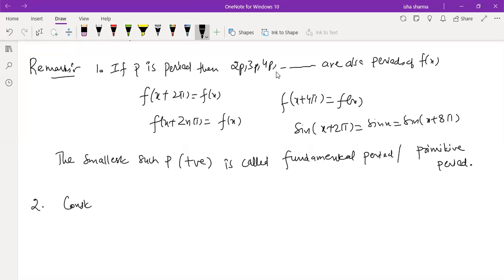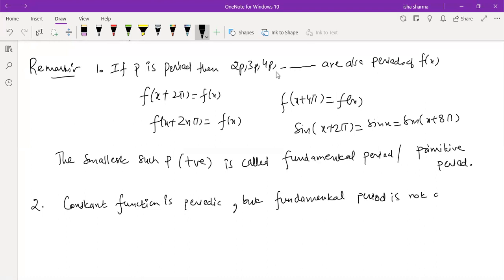Second remark is about constant function. Constant function is a kind of trivial example of a periodic function, because for a periodic function we want the values to start repeating themselves. So the constant function just has one value throughout the domain, right? So by default the values are repeating immediately at the next point, but its period is not defined. Constant function is periodic, but fundamental period is not defined, because you are not able to find the smallest interval after which the values start repeating, right? Because the values start repeating immediately.